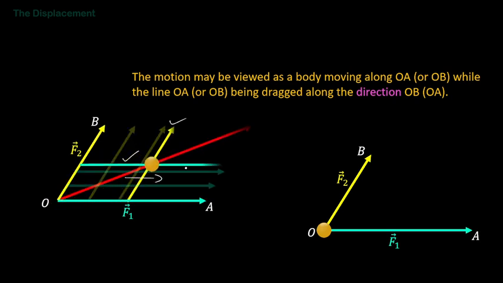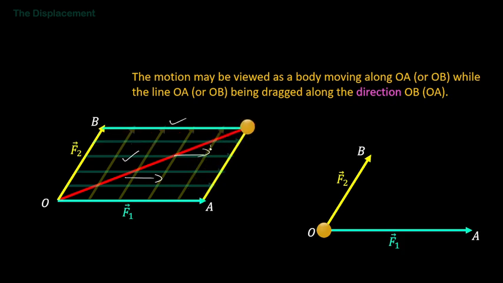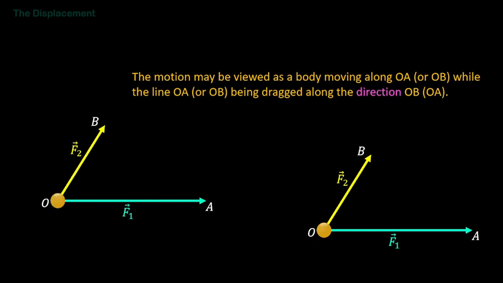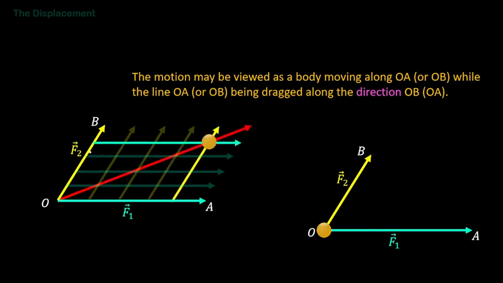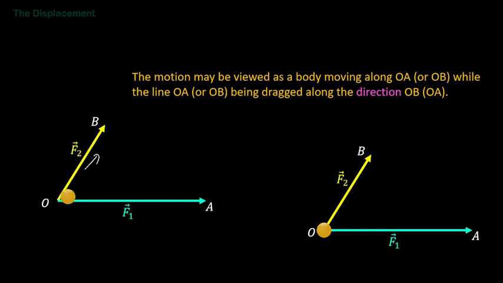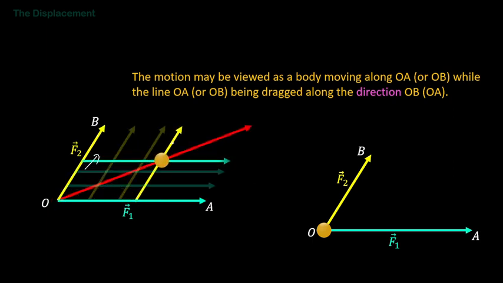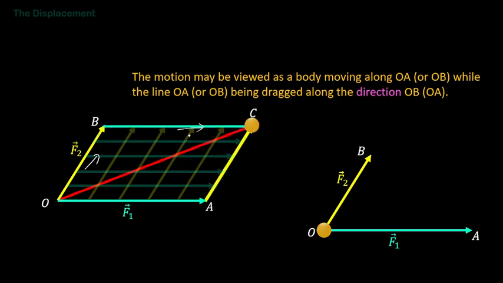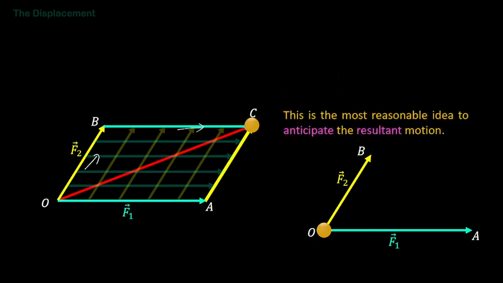The body is moving along the blue line while the blue line is being dragged along the yellow line, that is in the direction of OB. Or equivalently, we may view this motion as the body moving along the yellow direction and the yellow line itself being dragged along the blue direction. This is the most reasonable idea to anticipate the resultant motion.